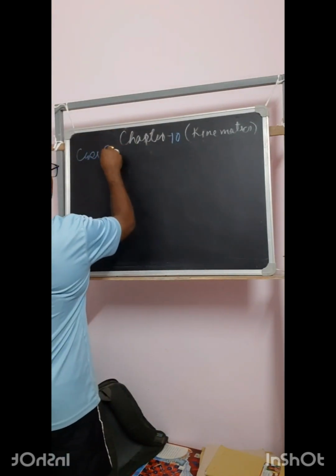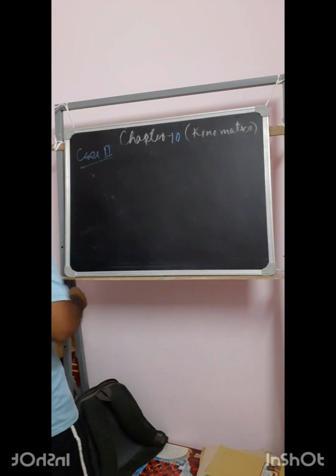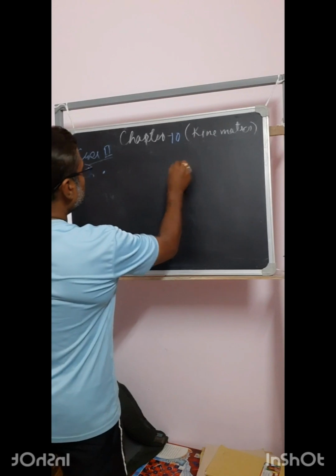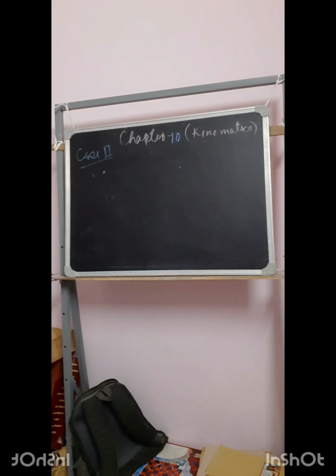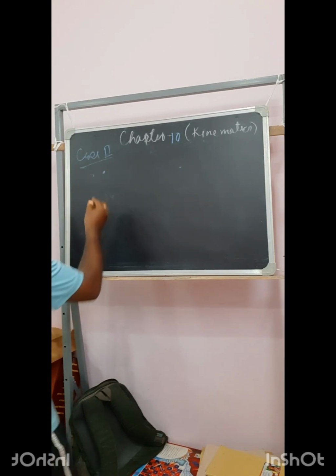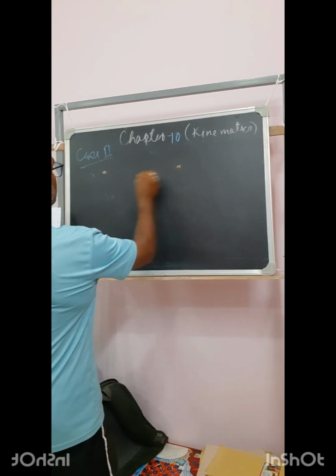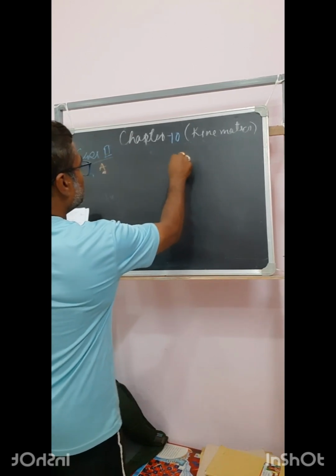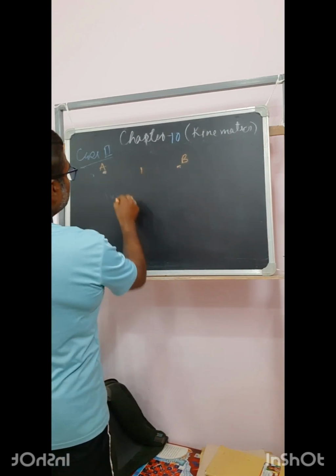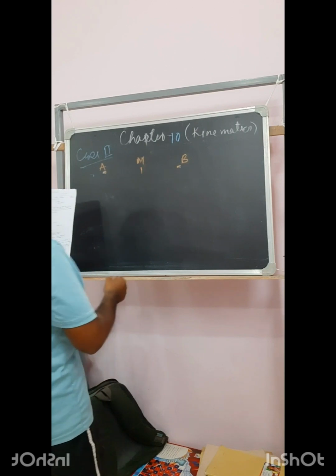Case 2. Case 2 is the same, moving from A to B. Let me take another color. Now this time again the points are the same, A to B. There some particle is moving. Half of the path, that means the middle, let's say I am denoting as M.